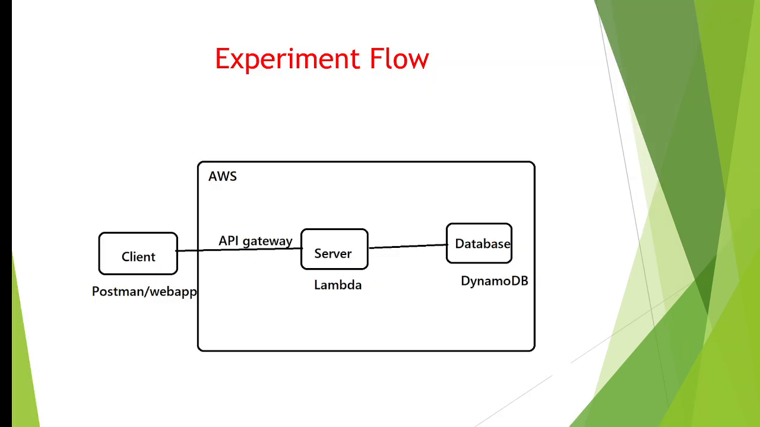So let us summarize what we learned in today's lecture. We created one API Gateway and connected it with the Lambda function. Now data is being sent from the Lambda function to DynamoDB.